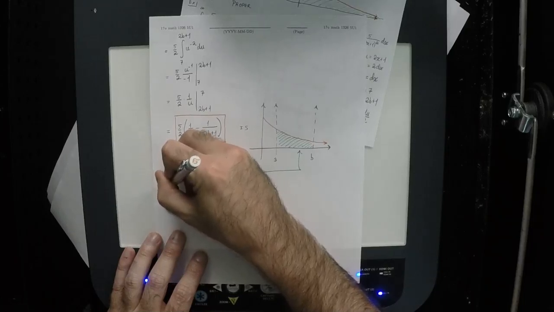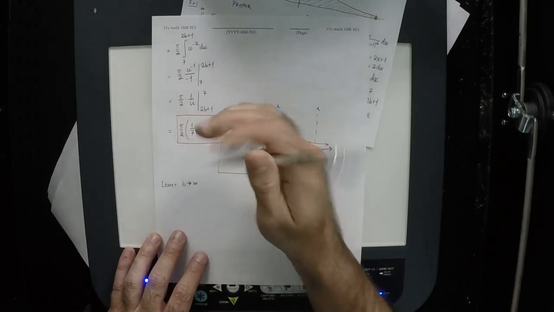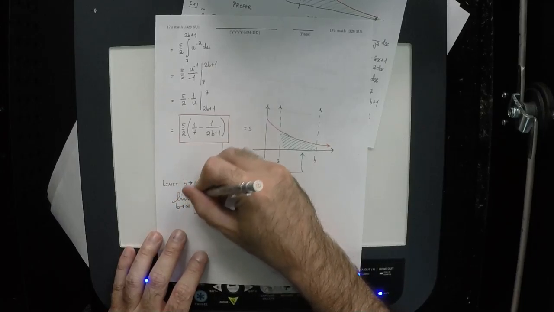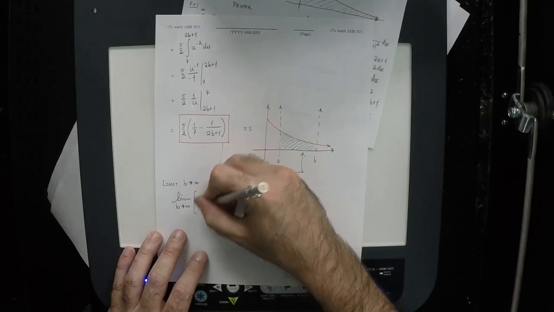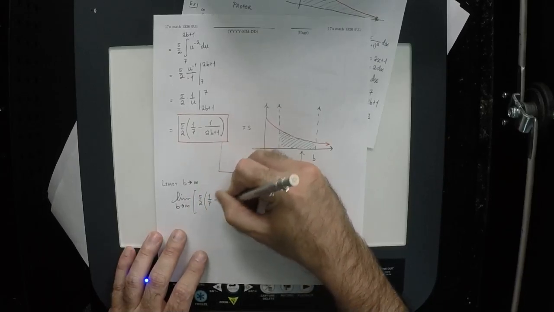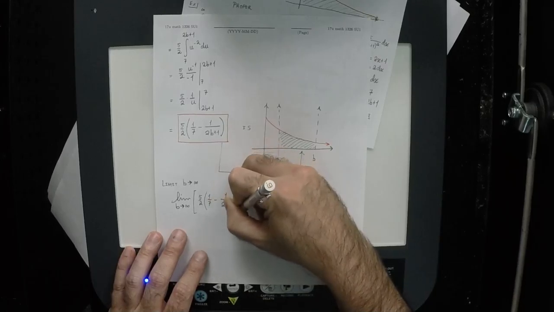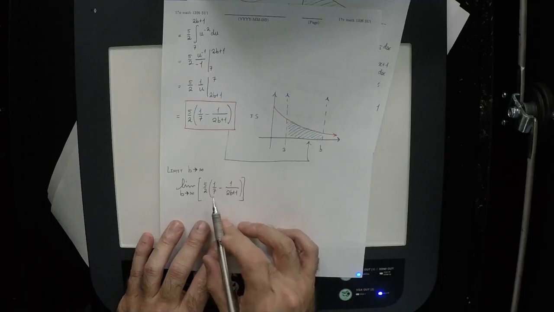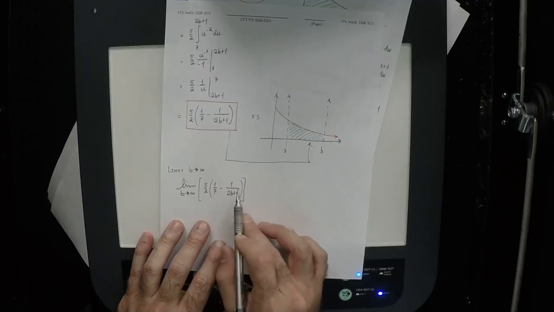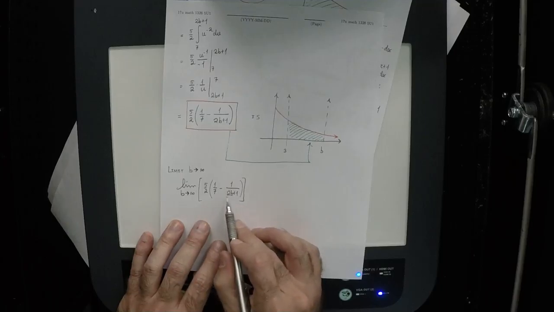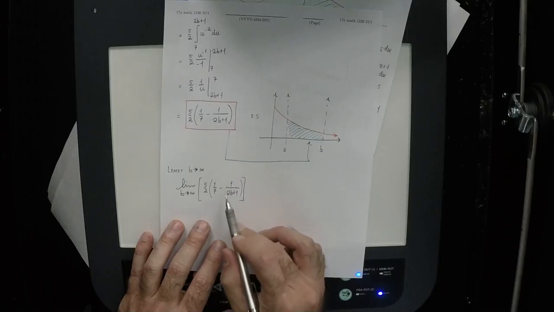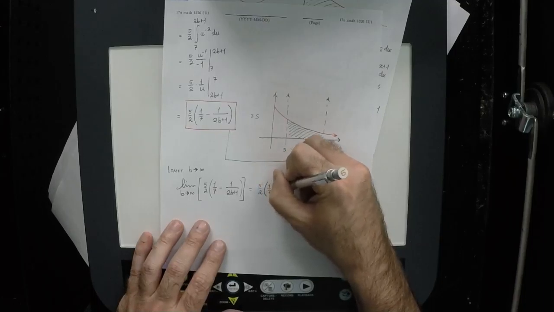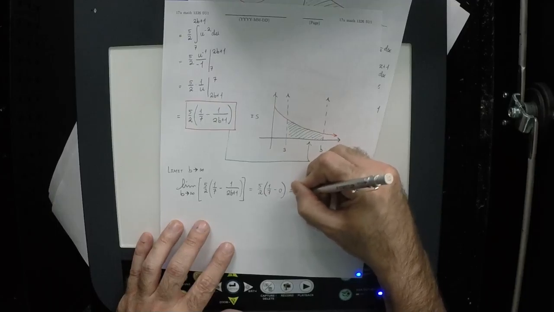So now we're going to take the limit as b goes to infinity. So the limit as b goes to infinity of 5 halves times 1 over 7 minus 1 over 2b plus 1. Well, 5 halves is a constant. 1 over 7 is a constant. 2b plus 1: because b is going to infinity, this denominator is going to infinity. So what happens to this term? It goes to 0. So this would be 5 halves times 1 seventh minus 0, which is to say 5 over 14.